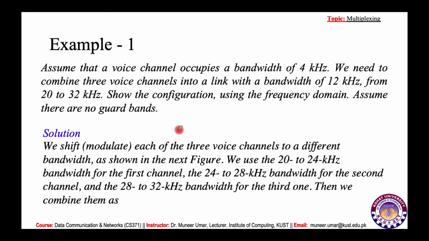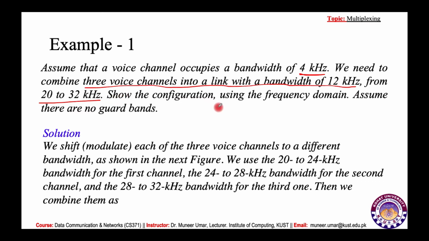We have multiple examples in this lecture, so we are starting with example number 1. Assume that a voice channel occupies a bandwidth of 4 kilohertz. So for a voice channel we need 4 kilohertz. We need to combine 3 voice channels into a link of bandwidth of 12 kilohertz. So 4 kilohertz multiplied by 3 voice channels equals 12 kilohertz. From 20 to 32 kilohertz, so the range would start from 20 and would end on 32.